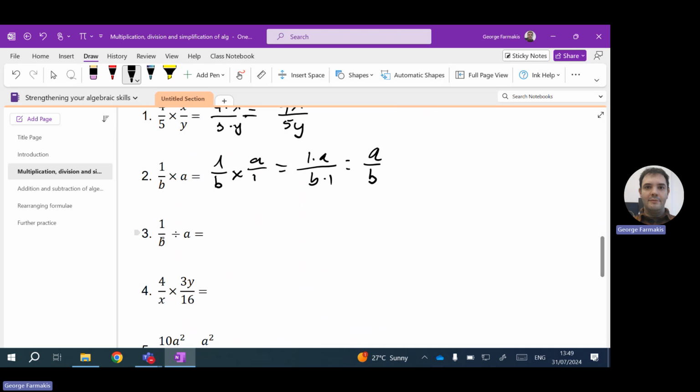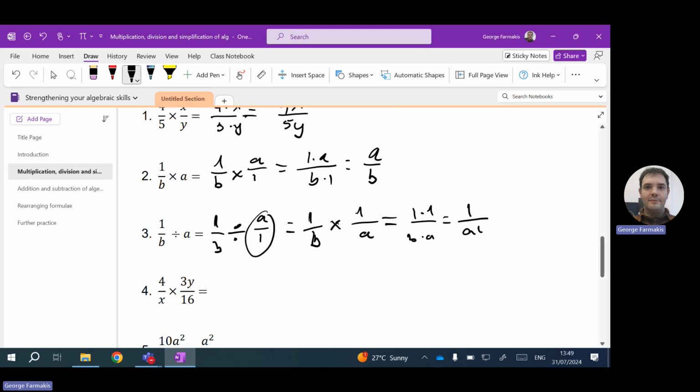Let's do the third one. The third one is 1 over b divided by a. Let's first write a as a over 1. And now let's apply the rule for division. So 1 over b stays as it is. Division becomes multiplication, and we swap numerator and denominator of the second fraction, so 1 over a. And now we do the multiplication as usual. So 1 times 1, b times a. We can write this as 1 over ab. So 1 over b divided by a is just 1 over ab.